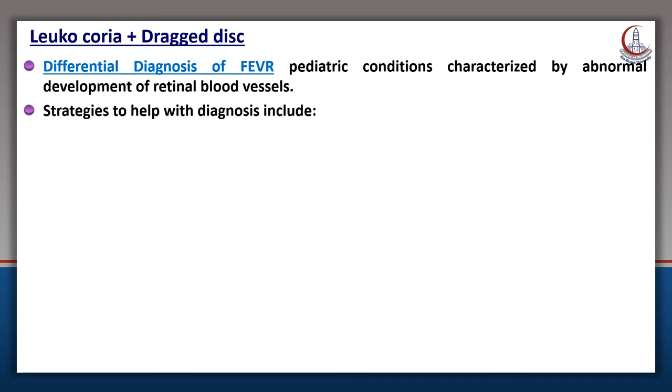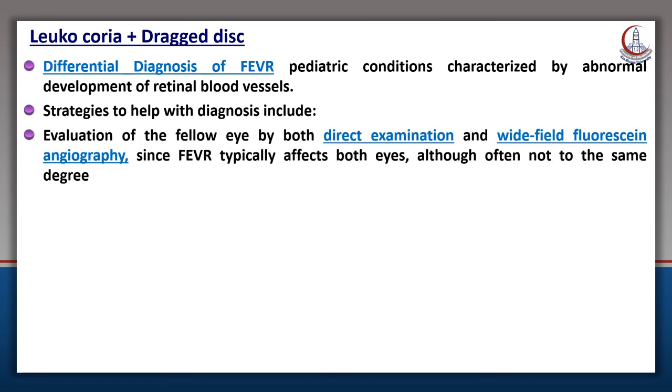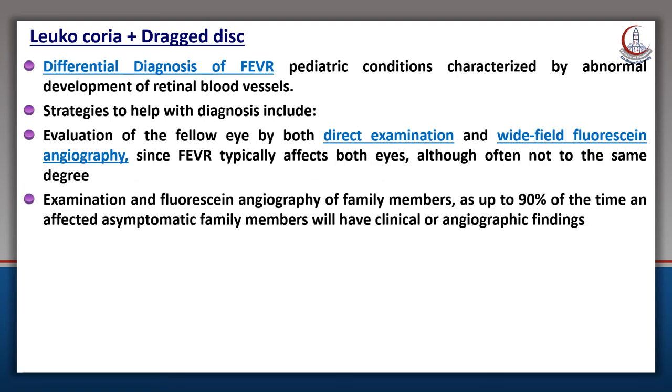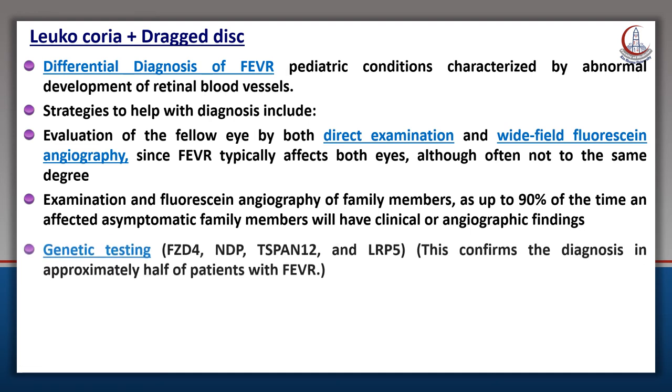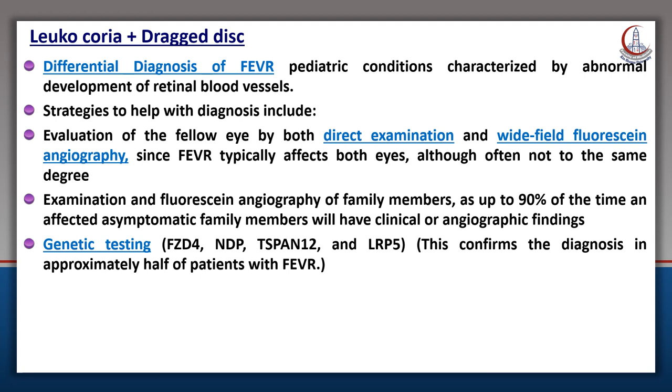Leukocoria with an intact disc can be caused by pediatric conditions characterized by abnormal development of retinal blood vessels. The strategy to diagnose is evaluation of the fellow eye, whether it is unilateral or bilateral, direct examination, and wide field angiography. So we can differentiate between different types. In the case of familial exudative retinopathy, wide field fluorescein and fundus examination might show us an asymptomatic family member in many cases. Also, genetic testing can help, like in the case of familial exudative retinopathy. There are a number of genetic defects that can be helpful in confirming diagnosis.